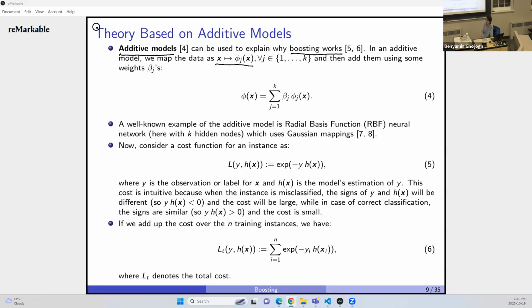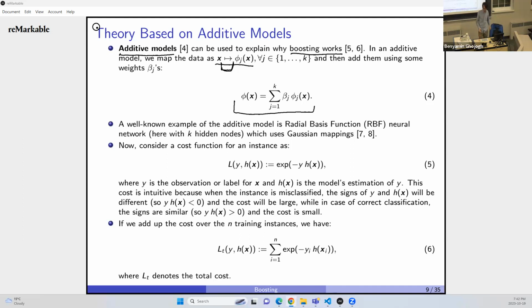Map function is a special case of map where I don't have 2 different outputs for the same input, okay? Map does not have such restriction. It's just a map. Phi j gets x and maps it to phi j x, and the map is denoted by this notation in mathematics. For all j, so I have k models. For all j from 1 to k, I have k maps, and then add them using some weights, beta j.